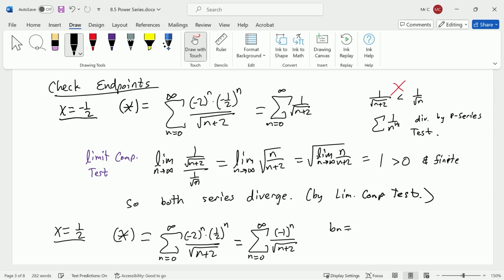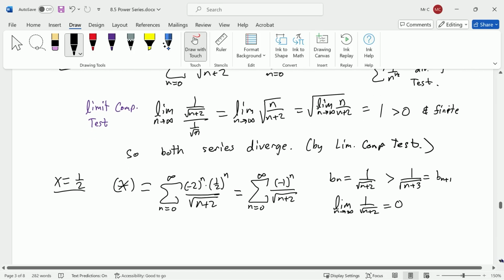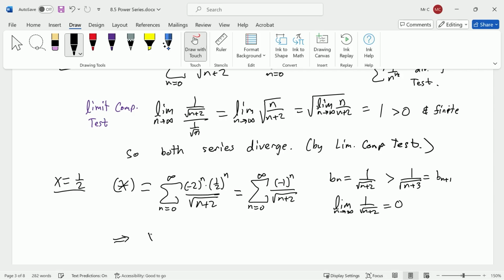Now if we take a look at the b sub n here, this is an alternating series. So b sub n is 1 over the square root of n plus 2. And so b sub n plus 1 is 1 over the square root of n plus 1 plus 2, which is the square root of n plus 3. So b sub n is bigger, b sub n plus 1 is smaller, so it's decreasing. And of course, the limit of this thing is obviously 0. So that implies the series converges by the alternating series test.